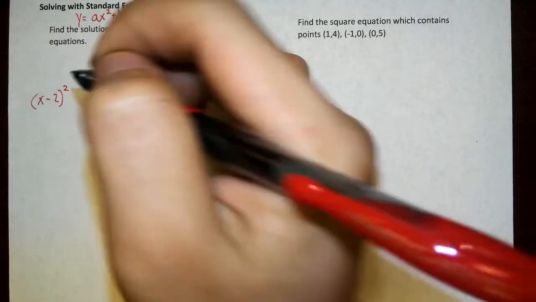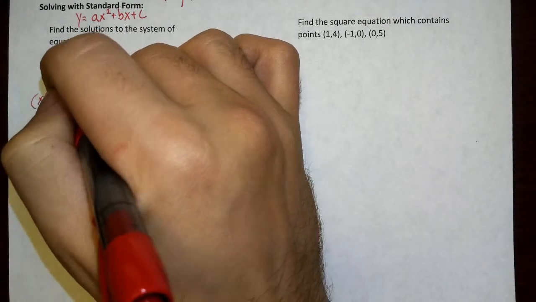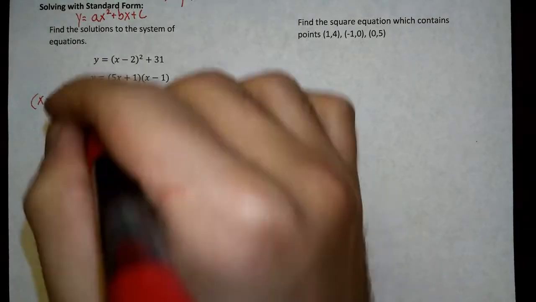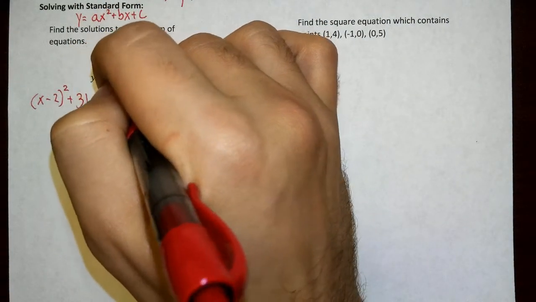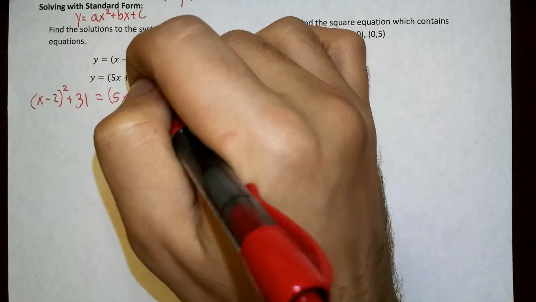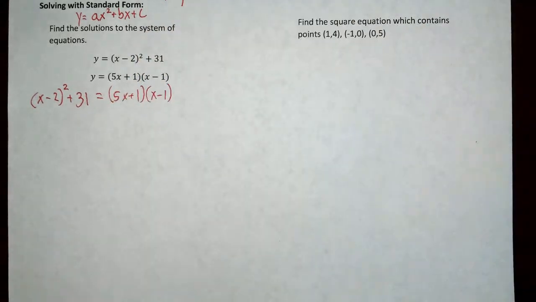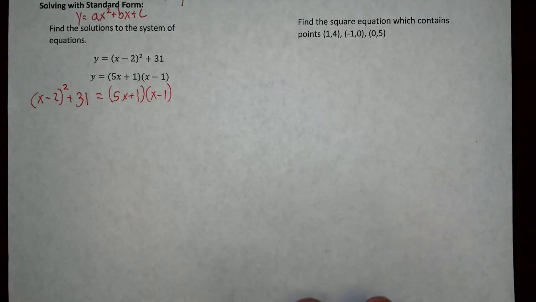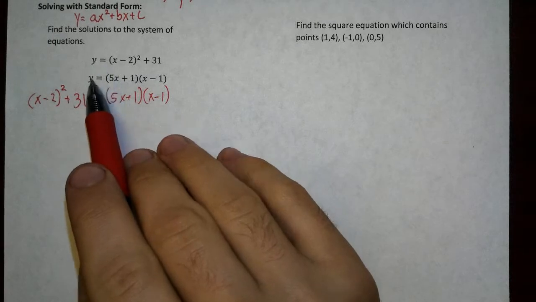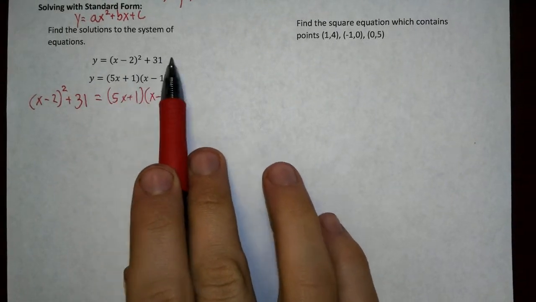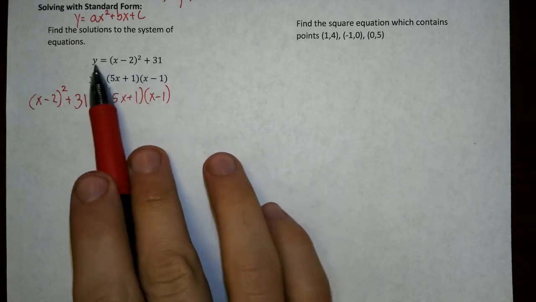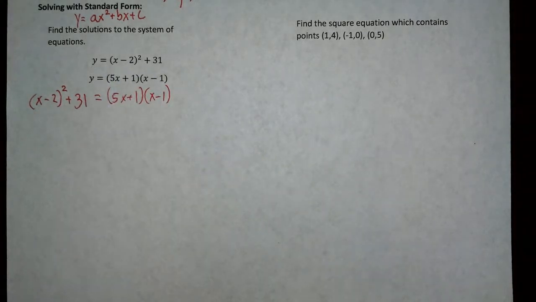(x − 2)² + 31 equals (5x + 1)(x − 1). Okay? So we said that these two y's are going to have to equal each other, and so we went ahead and plugged this quantity, what y is equal to, into what y is equal to right there. So, cool. Now, what do we do?